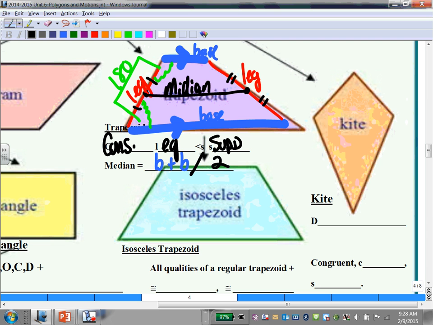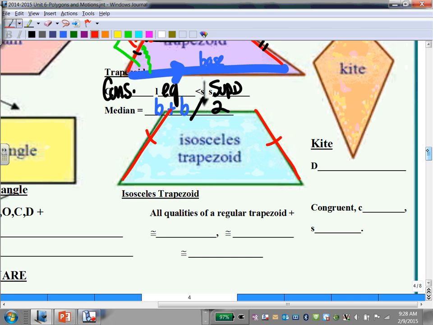And an isosceles trapezoid has 2 equal legs, just like an isosceles triangle. Once you have an isosceles trapezoid, there are 3 things that are congruent. The first one is you have congruent legs. The second one is you have congruent base angles. See the pink and the purple? The pinks are equal, the purples are equal.